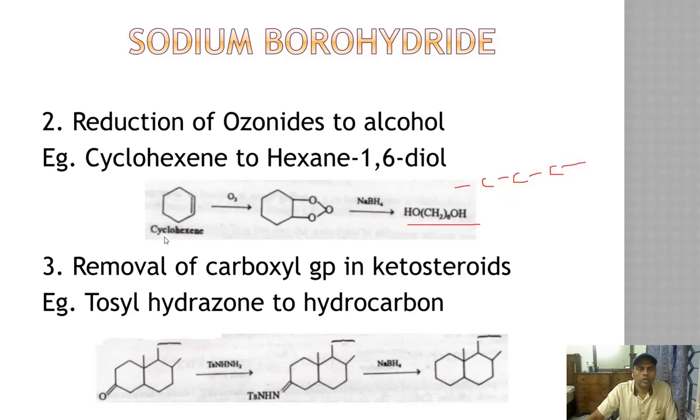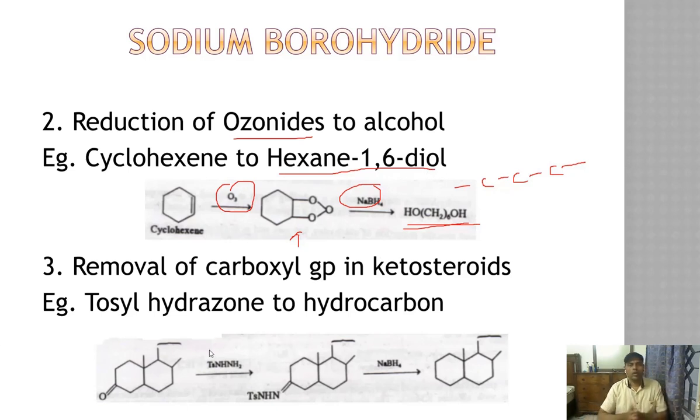So you can take cyclohexene here. Cyclohexene, you have to do the ozonization. This is the ozone, and you are going to get your ozonide. This ozonide, if you subject it to sodium borohydride, you are going to get a straight chain alcohol with the two alcoholic groups. So that is hexane-1,6-diol.